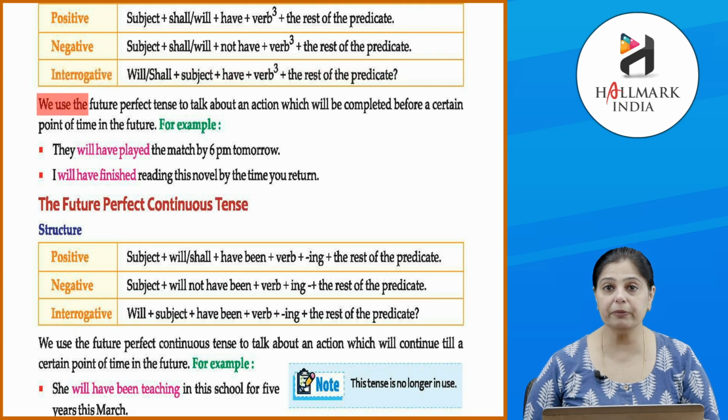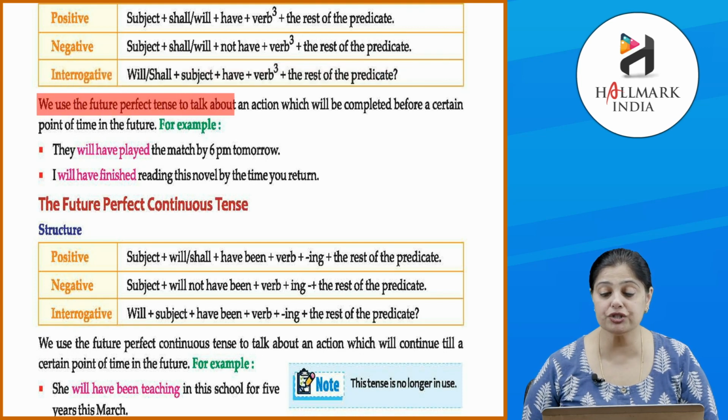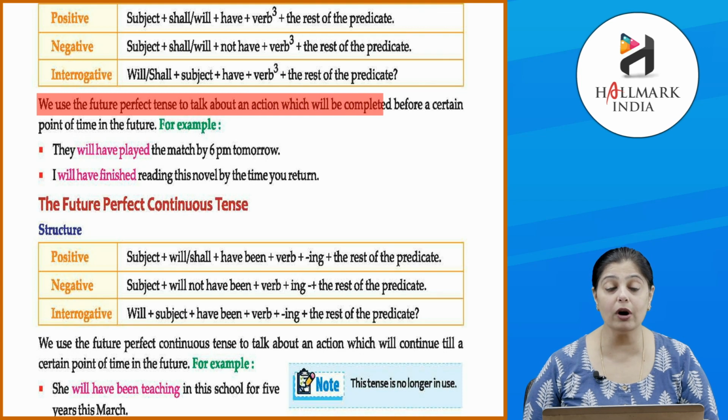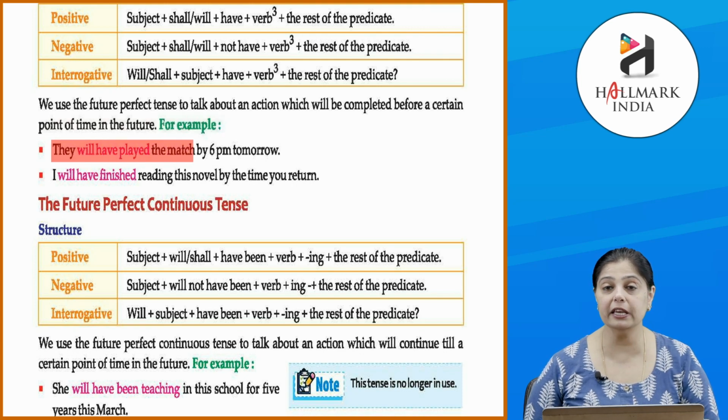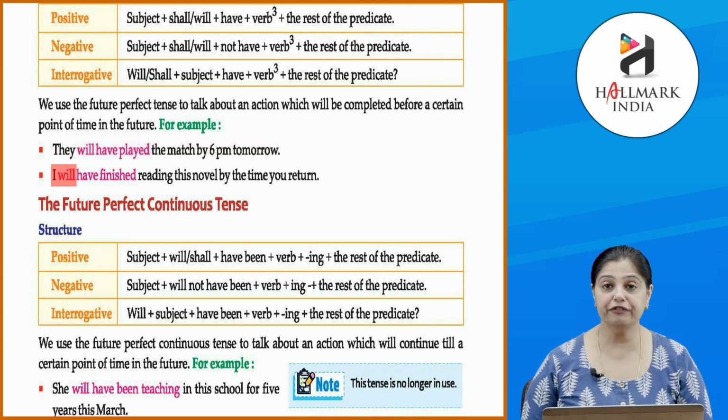We use the future perfect tense to talk about an action which will be completed before a certain point of time in the future. For example, they will have played the match by 6 p.m. tomorrow. तो ये हम बता रहे हैं कि फ्यूचर में मतलब कल शाम को ये मैच उनके खेल के हो चुकी हो. I will have finished reading this novel by the time you return.